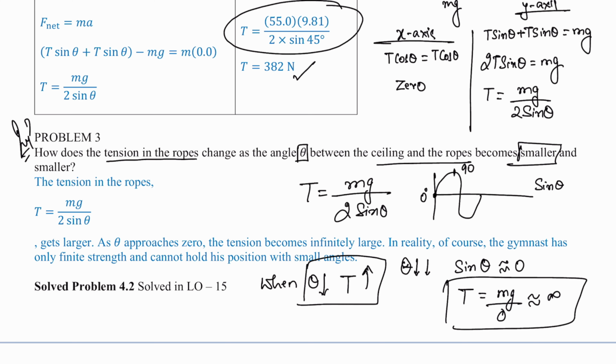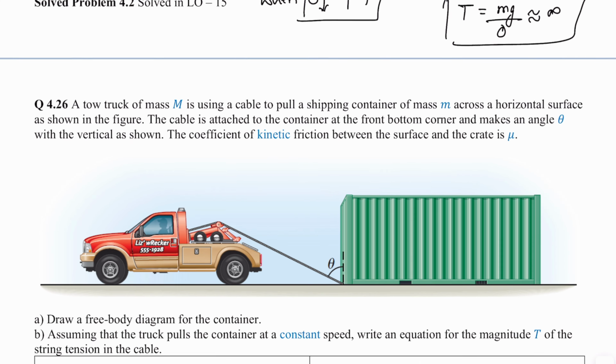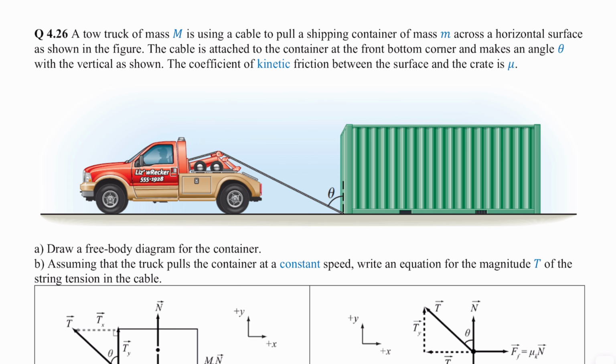Clear? Understand? Okay, next question. A tow truck of mass M is using a cable to pull a shipping container of mass m across a horizontal surface. The cable is attached to the container at the front bottom corner and makes an angle theta with the vertical.